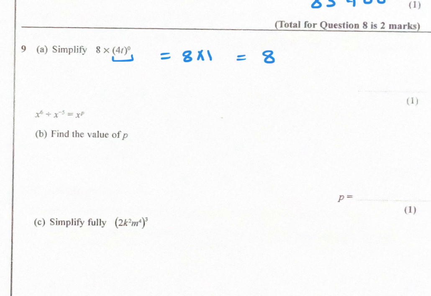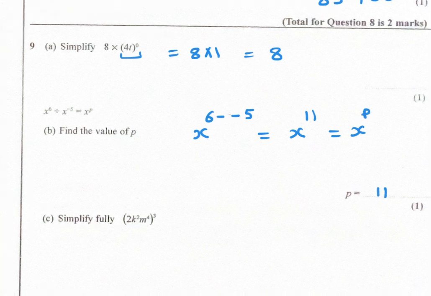B, x power 6 divide x power negative 5 equal x power b. Find the value of b. When we divide, subtract the power. So 6 minus negative 5. This means 6 plus 5. So x power 11 equals x power b. So b equals 11. Now C, simplify fully.